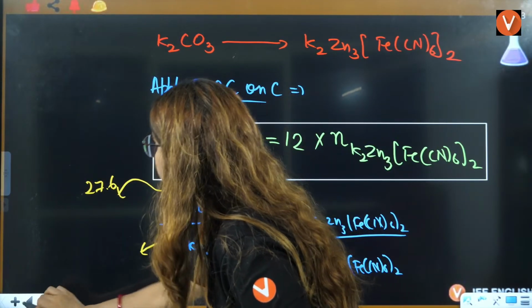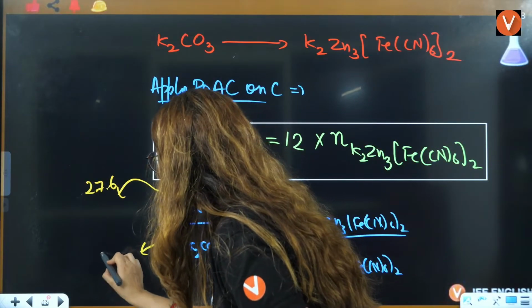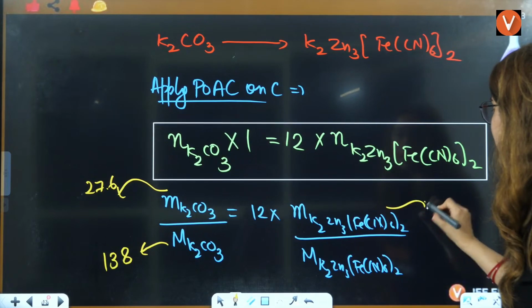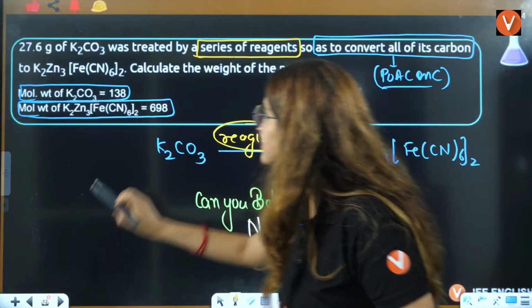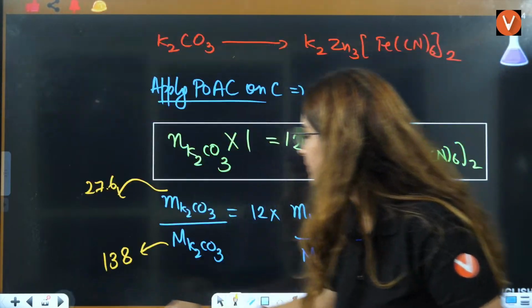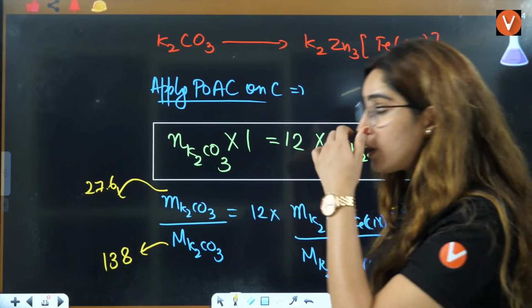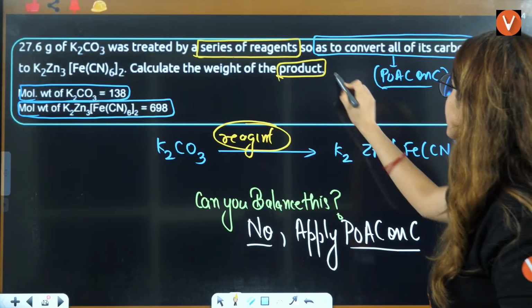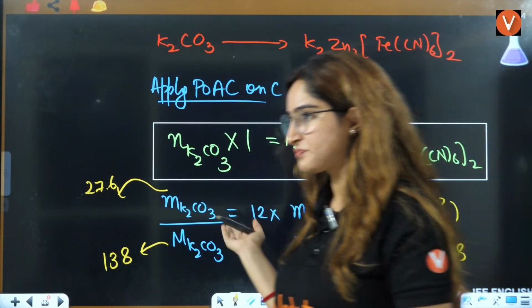This is also given to you in the question, that is 138 is the molar weight. So I'll just write here 138. This is what they are asking you, right? And this is also given to you, that is given to be 698. So now what they asked you here is to calculate the weight of product. And this is the product. So can you answer the weight of the product here?